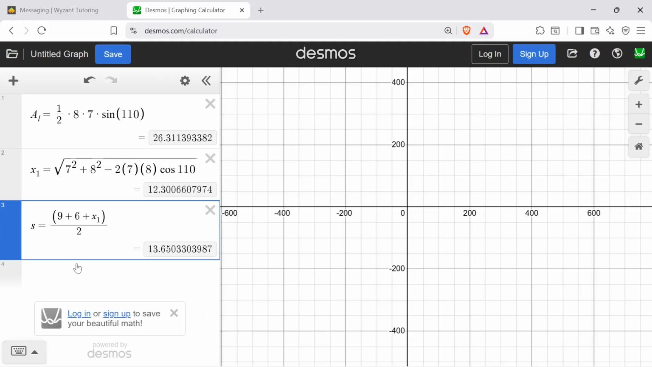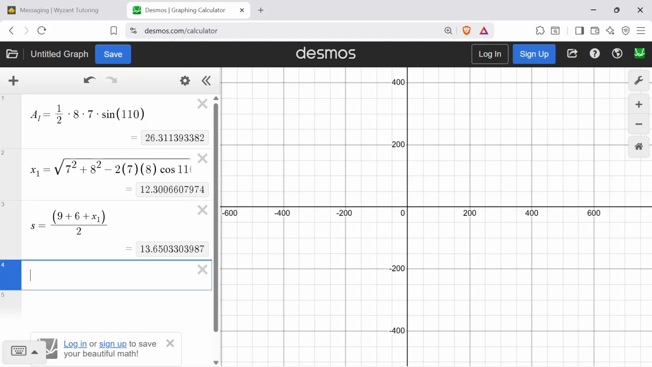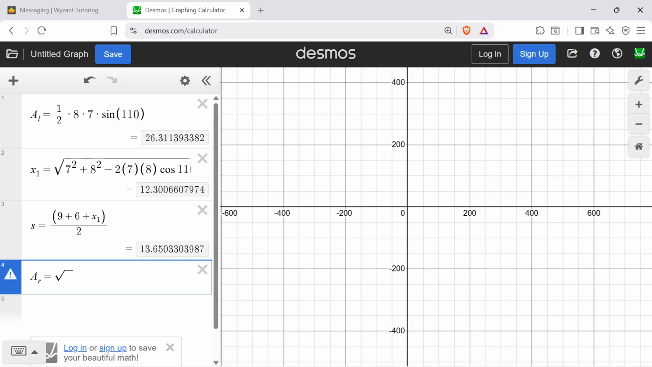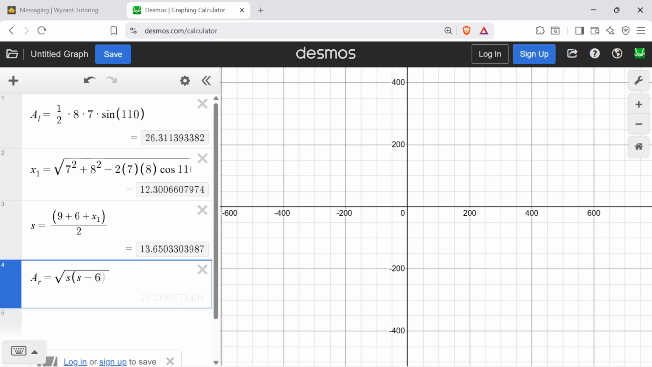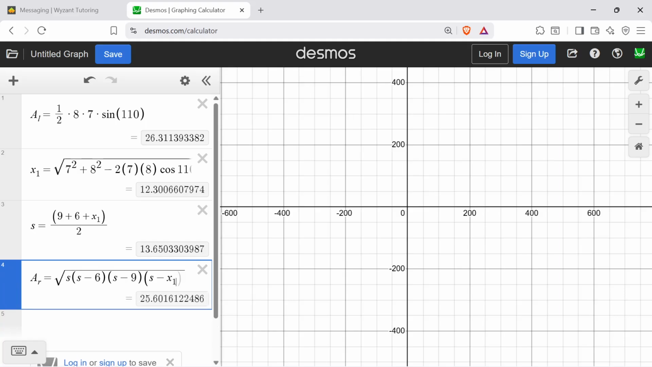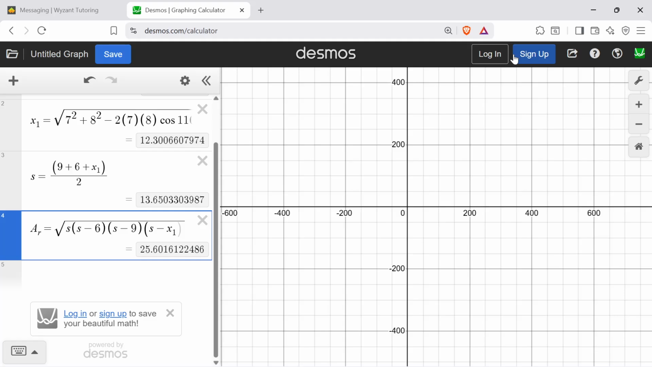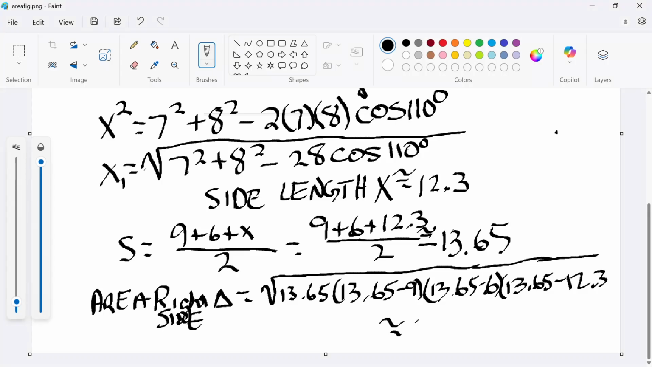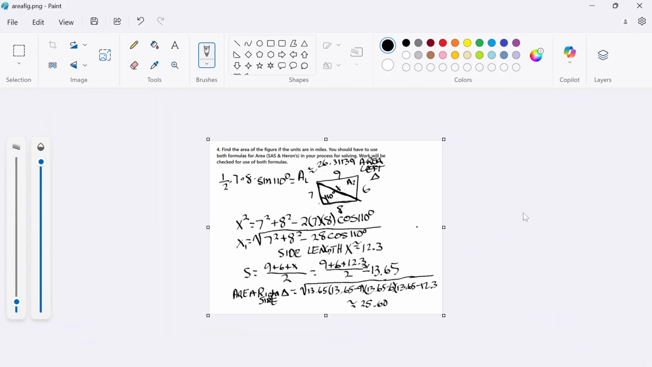And so now I'll do this here. I have my S, so I'll call this area of the right triangle, R, equals the square root of S times S minus 6 times S minus 9 times S minus x1. And that comes out to about 25.60, approximately 25.60.